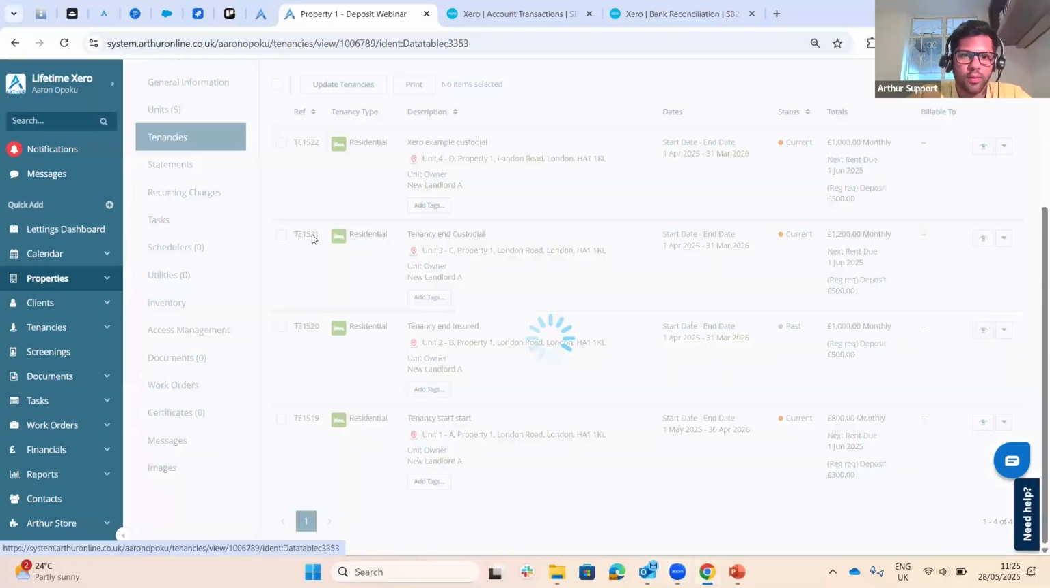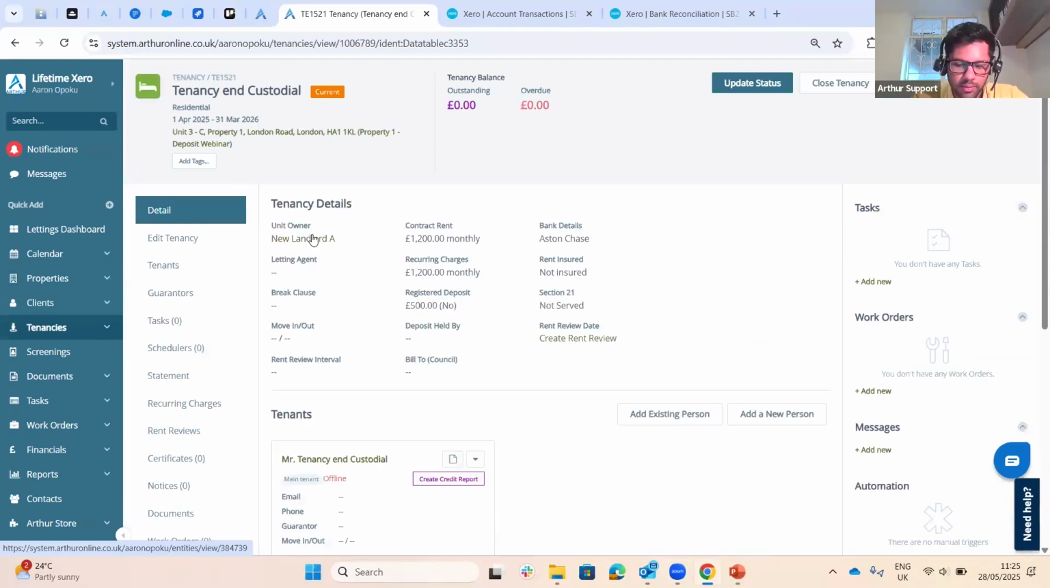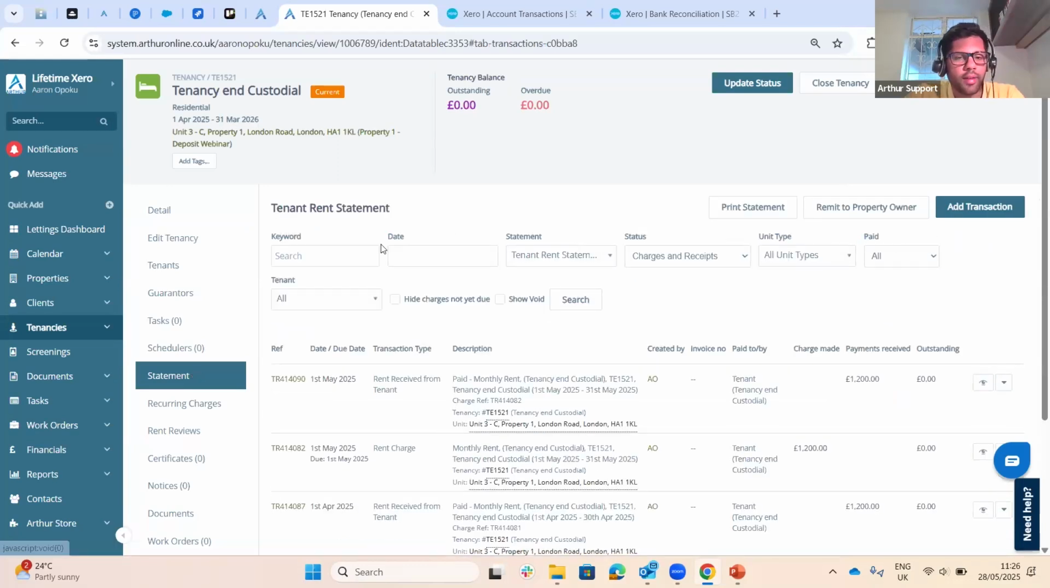So this is the example for the custodial scheme. In this example, we're going to be looking at how to process a deposit refund where the deposit was received from the tenant, and then the deposit money has been sent across over to the custodial scheme. With the custodial scheme, usually what happens is the deposit is refunded directly from the custodial scheme to the tenant.